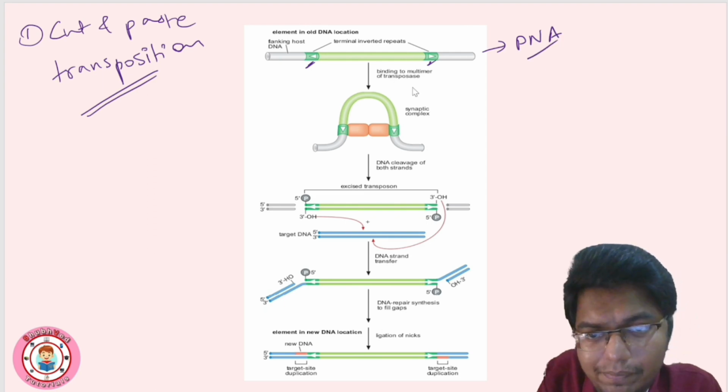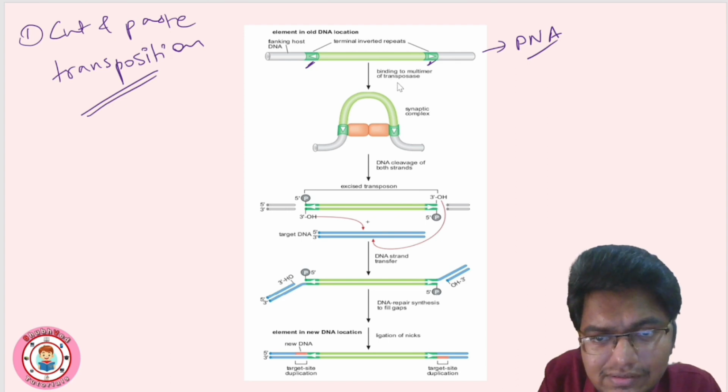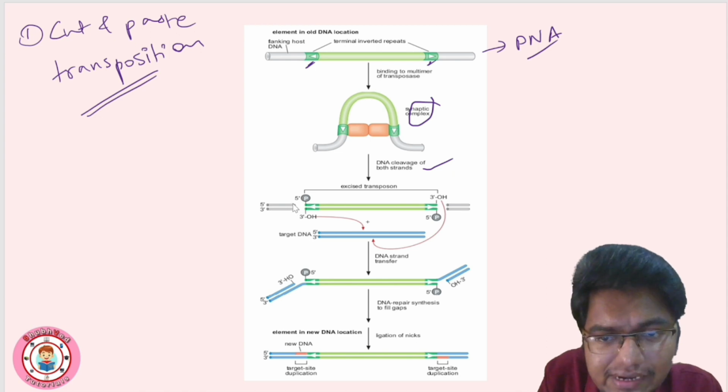Now what happens? This will encode an enzyme, transposase. And that transposase will bind here, forming a synaptic complex. Then cleavage will take place: DNA cleavage of both the strands. See, cleavage takes place, and then this will attack the target DNA.